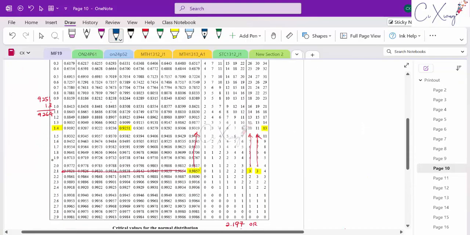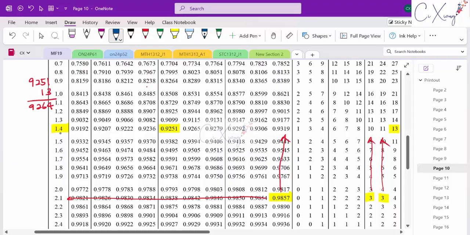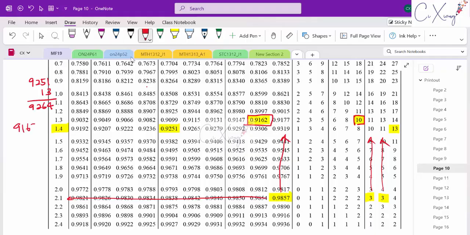You go back to the normal table, looking for 1.38, which is this one, 9162. Wait, yeah. 1.386, right? So 1.38. Then where's the 6? 6 is this one. It is a 10. So it will be 9162 plus 10. So you have 9172.